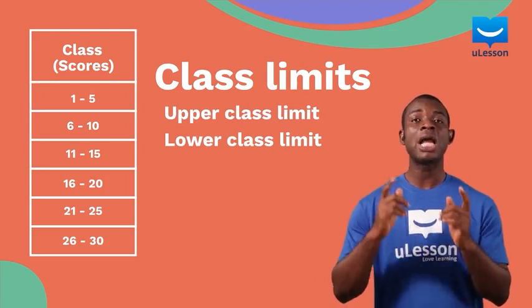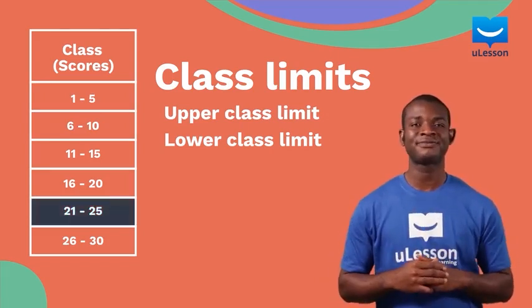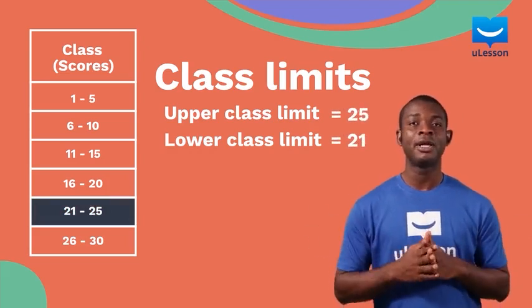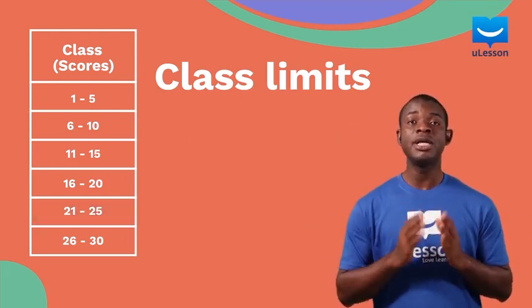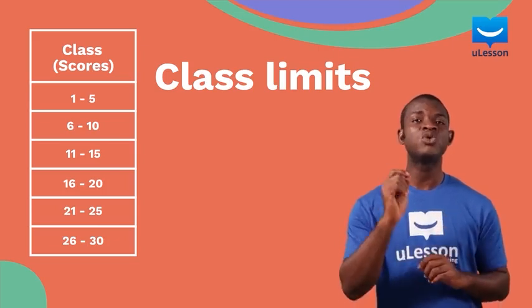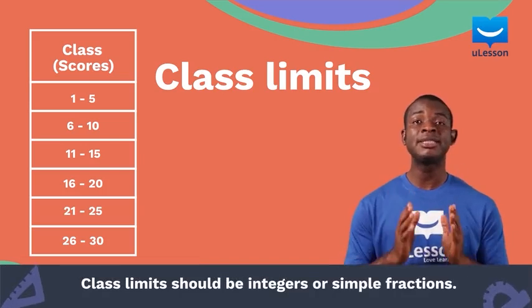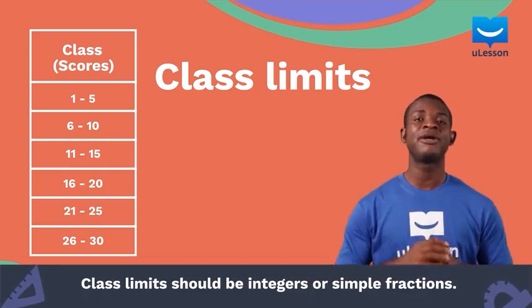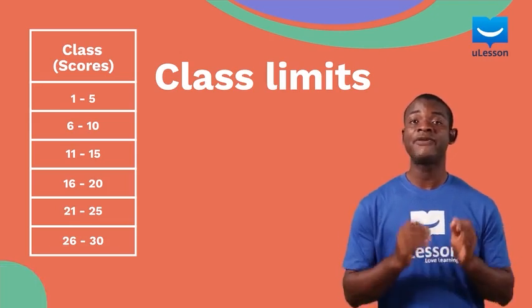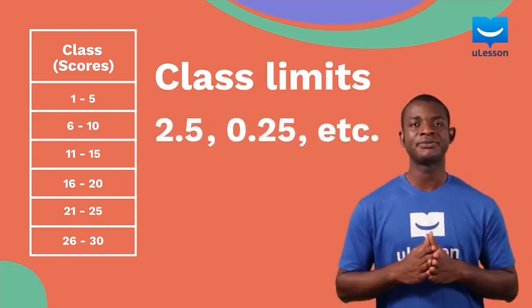What are the lower and upper class limits for the 21 to 25 class? 21 and 25 respectively. The class limits are chosen in a way that makes sure that no data value is repeated in 2 classes. Also, the class limits should be integers or simple decimal fractions. By simple decimal fractions, I mean fractions like 2.5, 0.25, and so on.